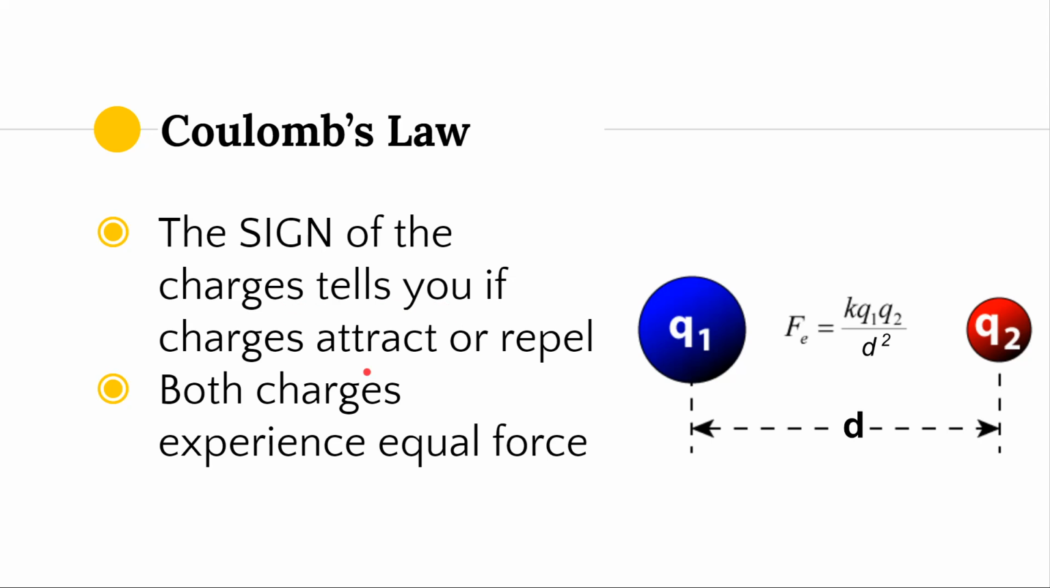So when you solve for it, you can tell if they attract or repel before you do any math, because the question will say you have two charges. One of them is positive 3 times 10 to the negative 6th, and the other one is negative 4 times 10 to the 8th, whatever. Okay, and so when you look at that before you even do any math, if you have a positive and a negative, you know opposites attract. If you have two positives or two negatives, if the signs are the same, you know they're going to repel. And again, both charges experience equal force, just like we said in the warm-up question.